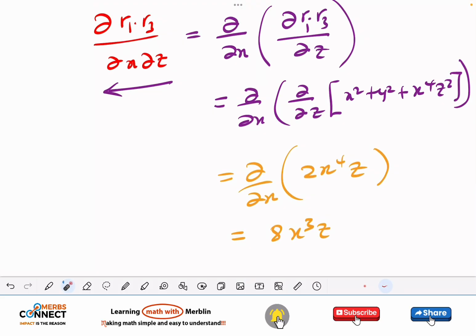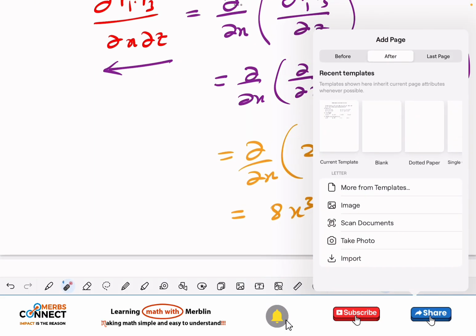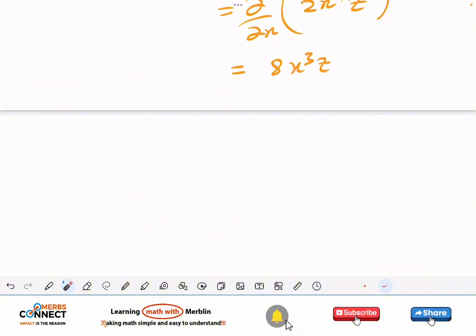Okay. So what I'm going to do is, this one is section A. So I just want to skip some steps.